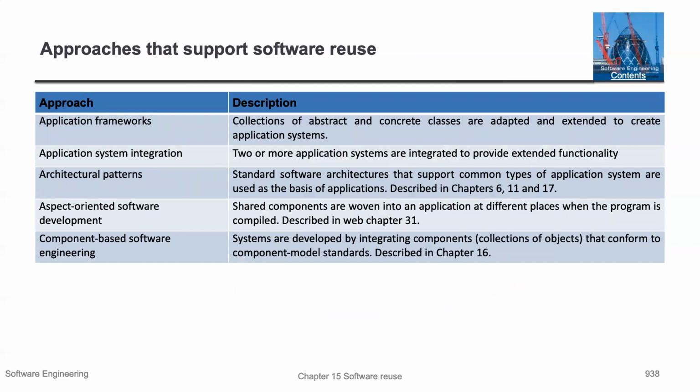So we have this in several charts that you can look at in more detail. You have the application framework, application system integration, architectural patterns, aspect-oriented software development, and component-based software engineering. So those are the first set of things that you can be thinking about.